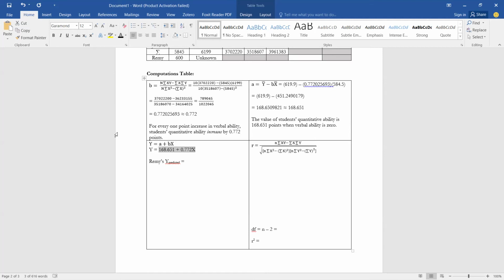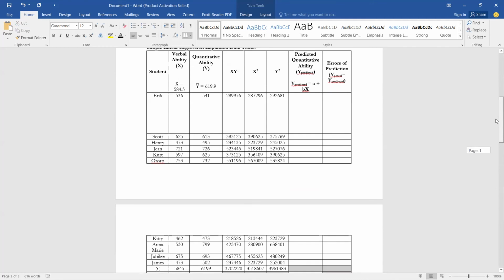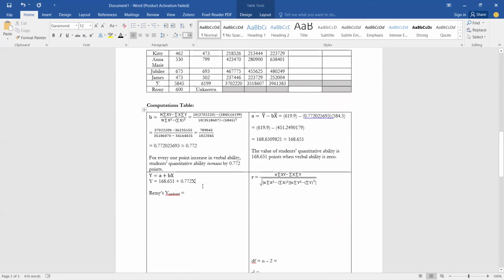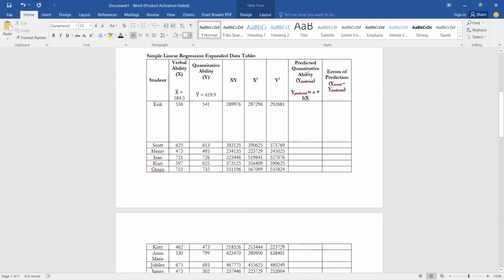That's y is equal to 168.651 plus 0.772x. Okay. And with that equation ready, we can now fill up this second to the last column, the predicted quantitative ability, or y predicted. So we just plug in the values to the formula.